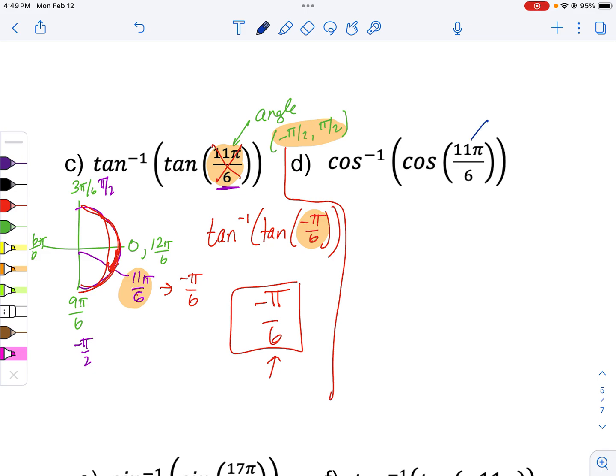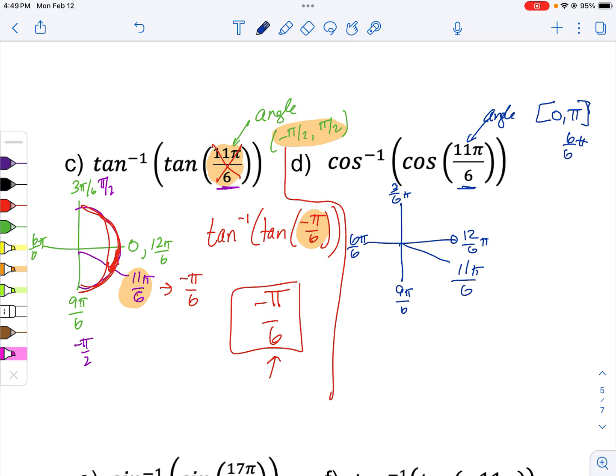So I know that after cosine has to be an angle, and I know cosine's restrictions are 0 to π. Well, 6 is π, and 11π/6 is way too big. So again, I know where 11π/6 is. We just did that. This is 12π/6, or 0. This is 3π/6. This is 6, and this is 9π/6. Throw those π's in there. So I know 11π/6 is down here.